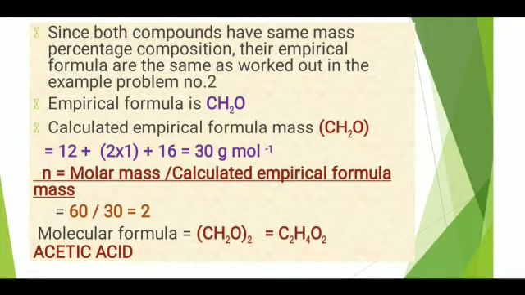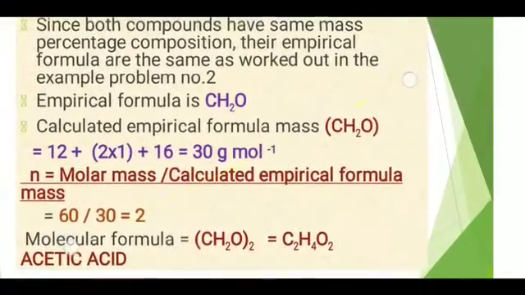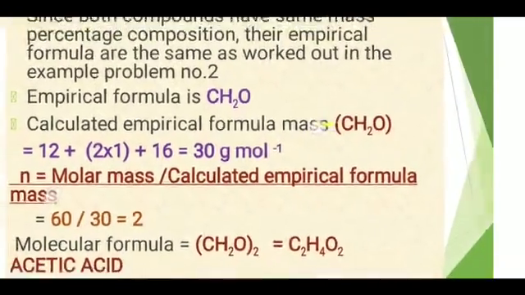Let us calculate the empirical formula mass of CH2O. So for carbon 12, for hydrogen 1, there are 2 hydrogen, so 2 into 1, 2, plus oxygen 16. So overall 30 gram per mole.